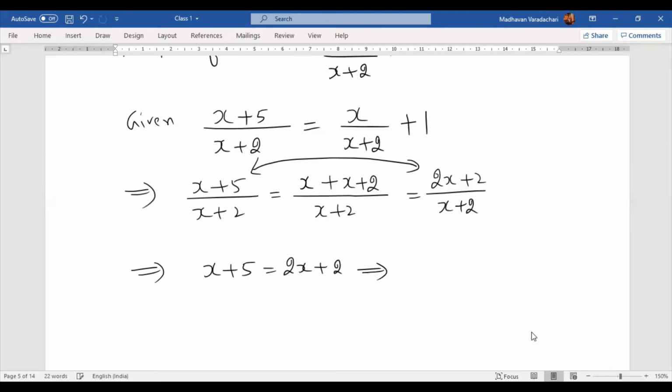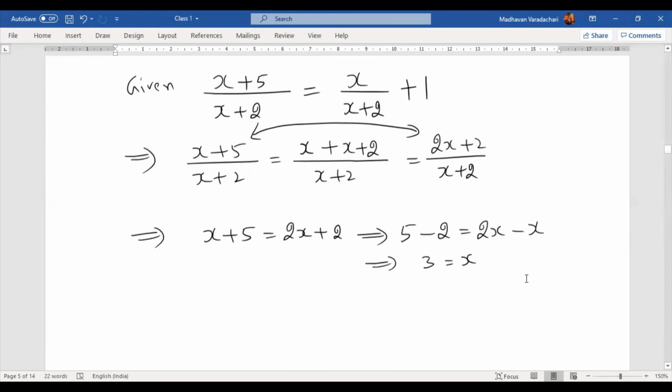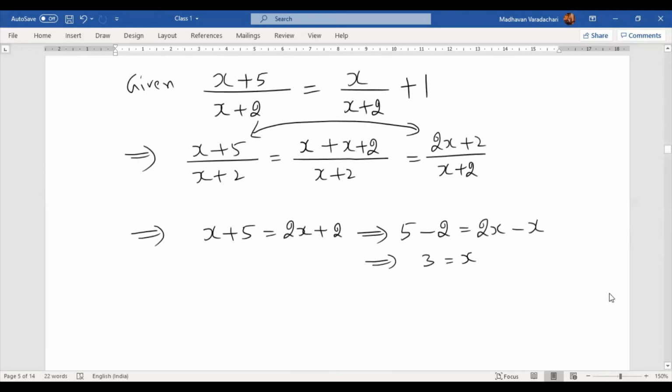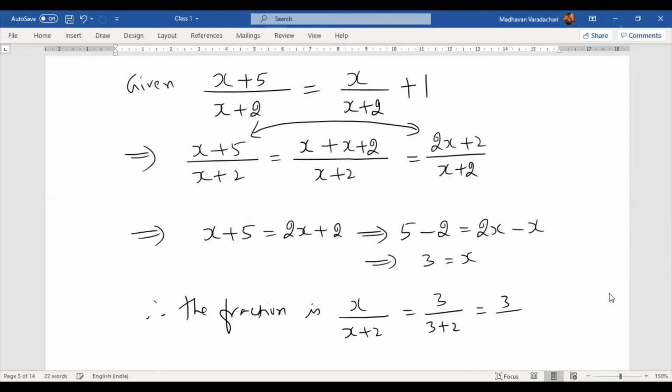Now take the numbers to the other side, means 5, I will take this 2 to the other side, it becomes negative 2. Here there is a 2x. Bring that left hand side x to right hand side, it will become negative x. That means 3 equal to x. Means you got the numerator, which is x. Therefore, the fraction, we know the fraction is x by x plus 2. Substitute 3 by 3 plus 2, which is 3 by 5.